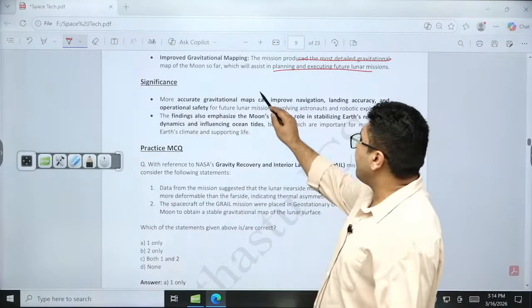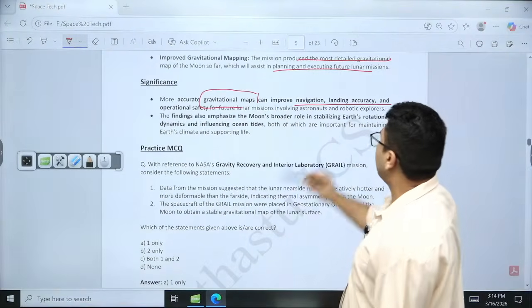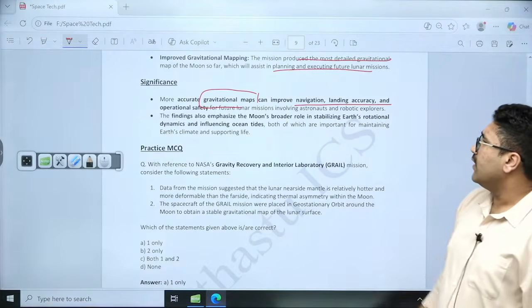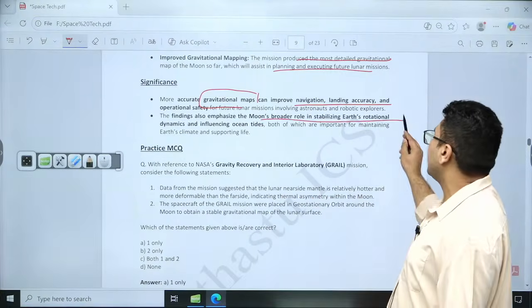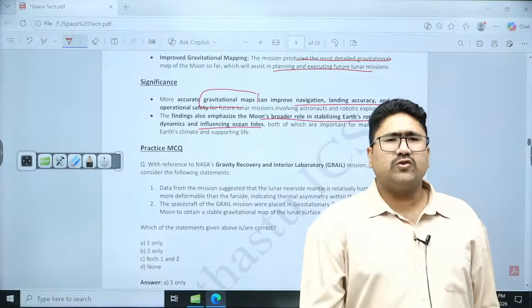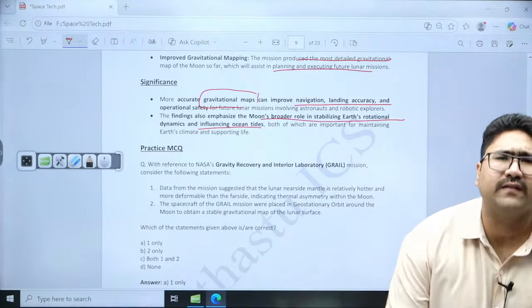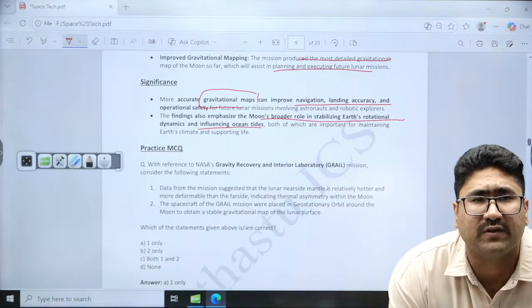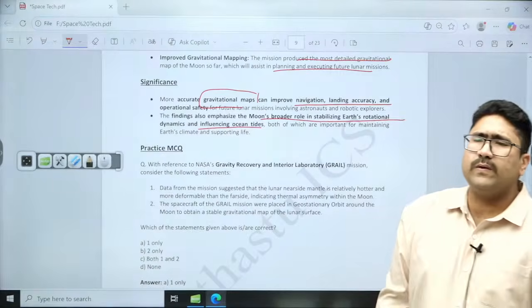More accurate gravitational maps can improve navigation, landing accuracy and operational safety. The findings also emphasize the moon's broader role in stabilizing Earth's rotational dynamics and influencing ocean tides. So studying the moon's surface will help us understand the effect on the tides in Earth's oceans as well.